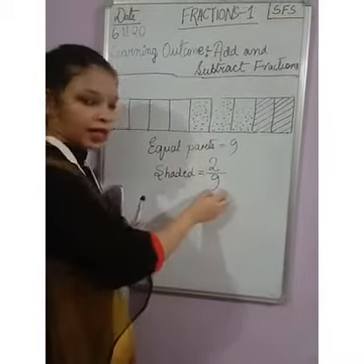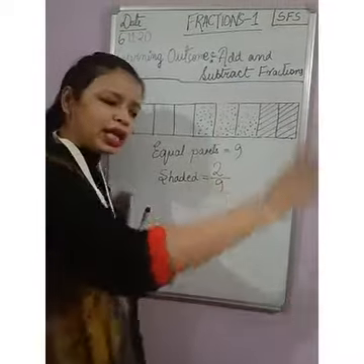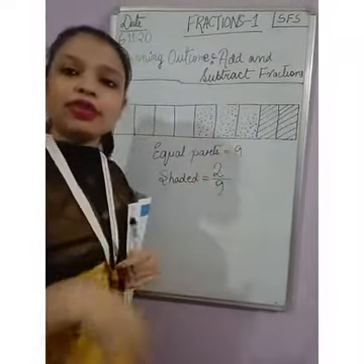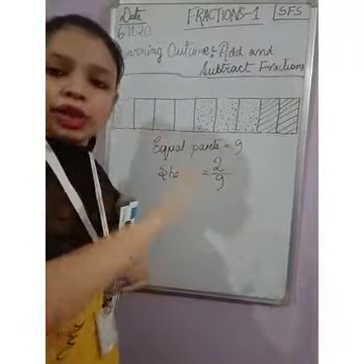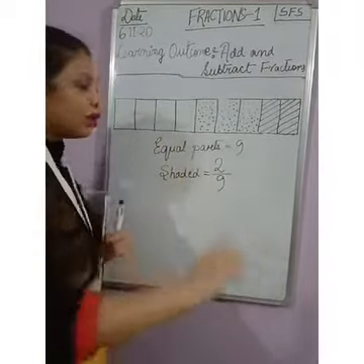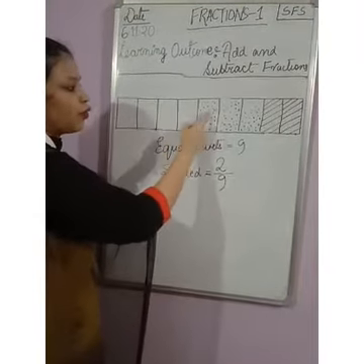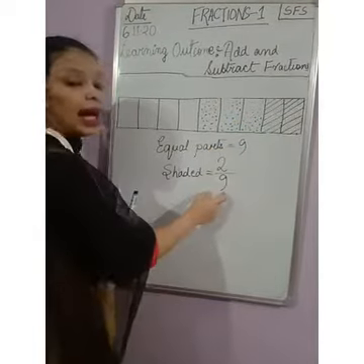How does 9 come here? 9 comes from any given figure, the total number of equal parts. What is the total part here? Shaded, unshaded and dotted, you keep it away. Just count the total number of equal parts: 1, 2, 3, 4, 5, 6, 7, 8, 9. That 9 will come here.